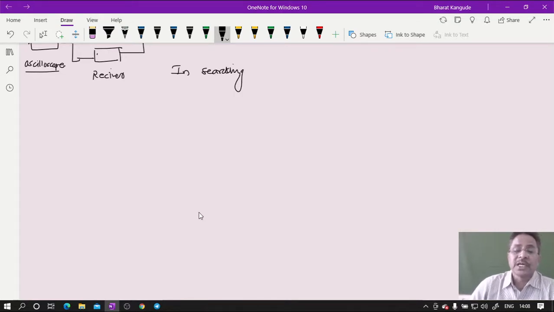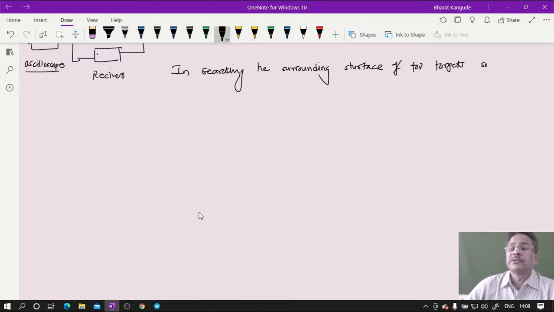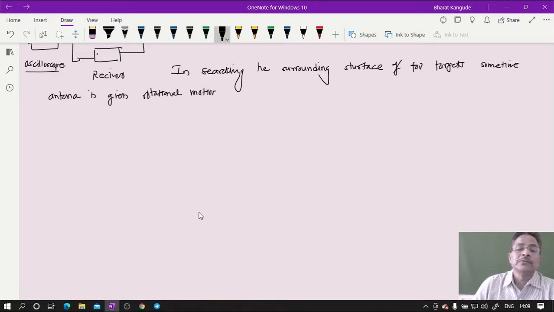In searching the surrounding surface for targets, sometimes the antenna is given rotational motion. ओके, कधी पाहिलं तुम्ही एअरपोर्टवरती तिथे एक विशिष्ट प्रकारचा अँटेना असतो and that antenna keeps on rotating कंटिन्युअसली. तो प्रत्येक दिशेला फिरत असतो आणि प्रत्येक दिशेला एक वेगळ्या प्रकारचा सिग्नल ट्रान्समिट करत असतो.